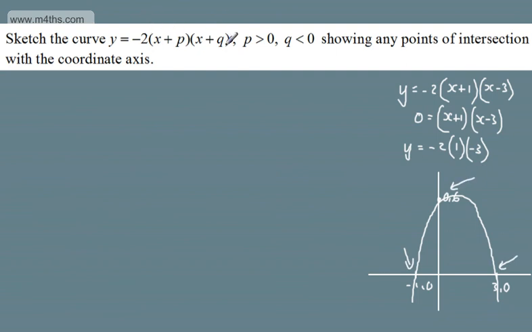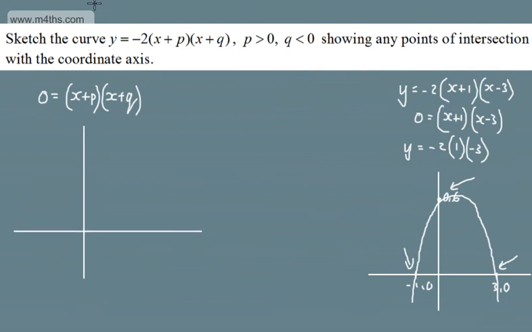Let's look at this one. We just need to be a little careful as q is going to be less than 0. So if we want to find where it crosses the x-axis, we're going to have 0 = (x + p)(x + q), dividing both sides by the -2. Now, q is going to be a negative number. If we consider the solutions to this particular equation, we're going to have (-p, 0) and (-q, 0). We don't know how big p and q are, so we can just place these like so.